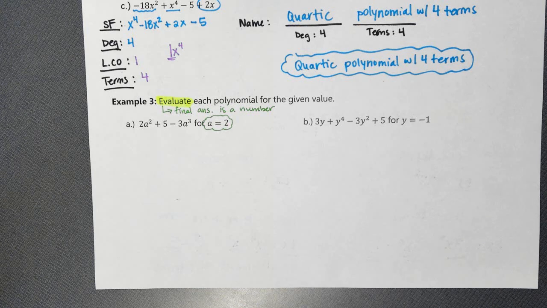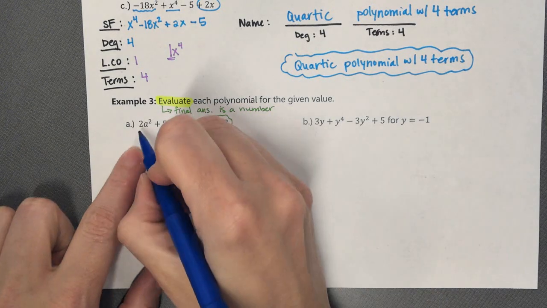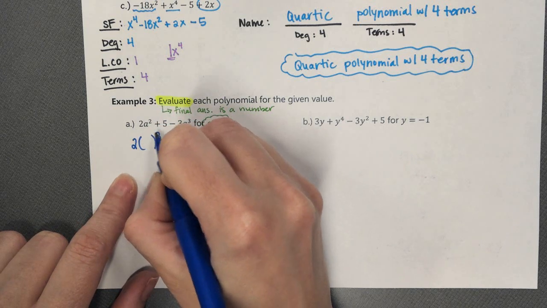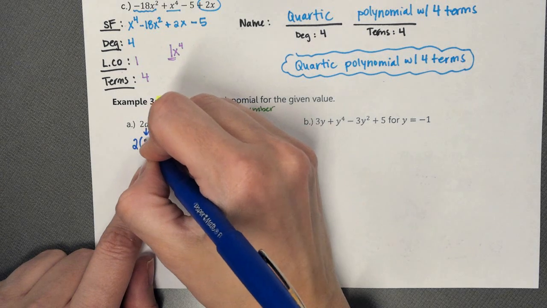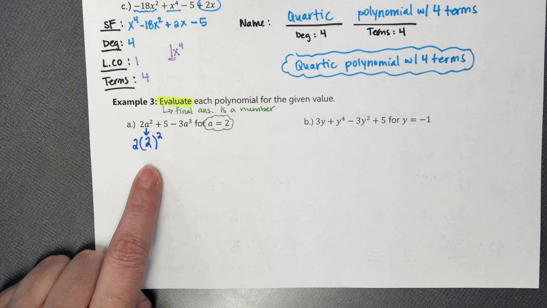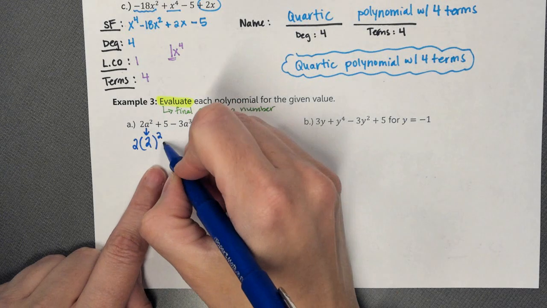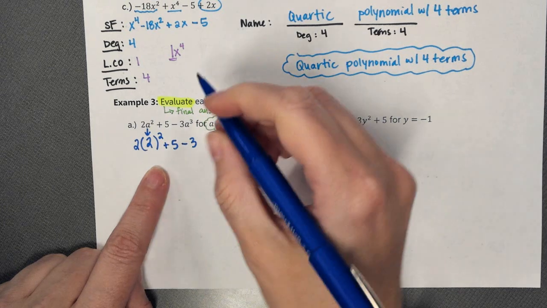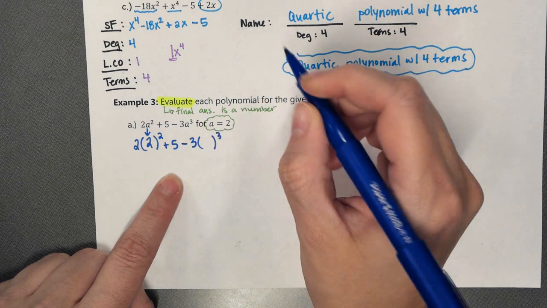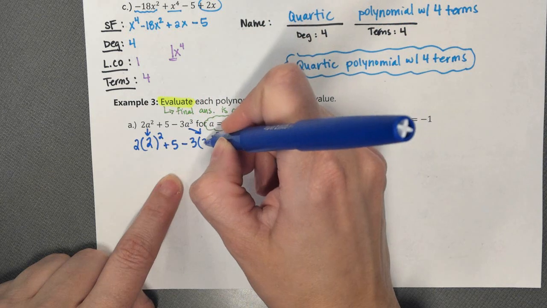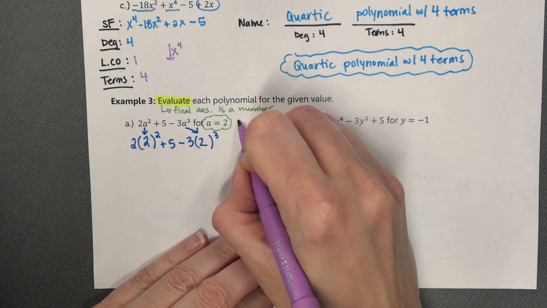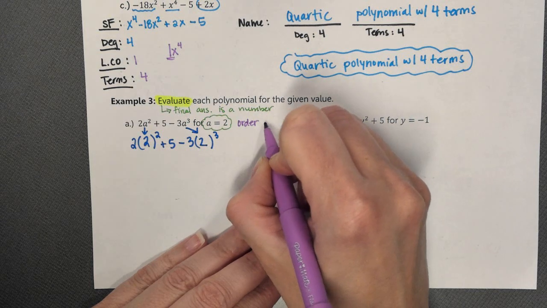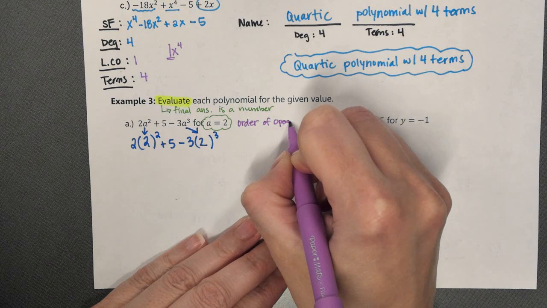That's fine. Okay? So this is 2. And then instead of a squared, if a is 2, I'm going to plug in 2 for a. And then I have plus 5 minus 3. Again, I have an a to the power of 3. So any place there's an a, I'm going to plug that in with a 2. Okay, and then you have to follow your order of operations. Do you guys remember what the acronym is? Yes, PEMDAS.